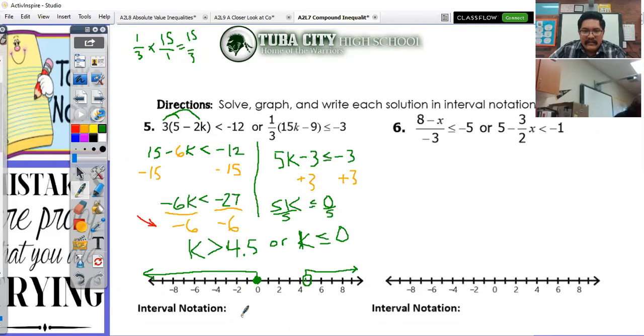And now time for interval notation. So from negative infinity, we get to 0, which is included. So I'm going to use the square bracket. Union. The next one we reach is 4.5, which is not included, so use a parenthesis. And it goes to infinity, like that.